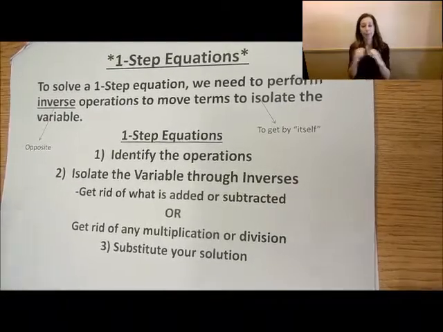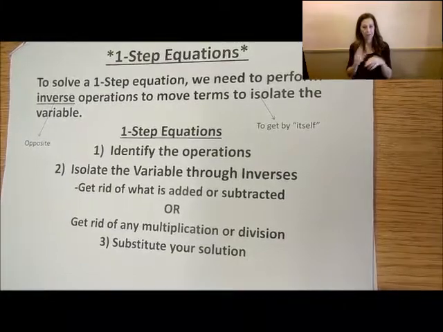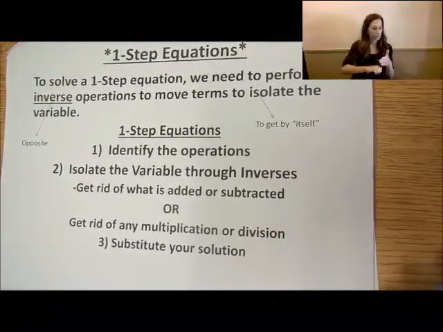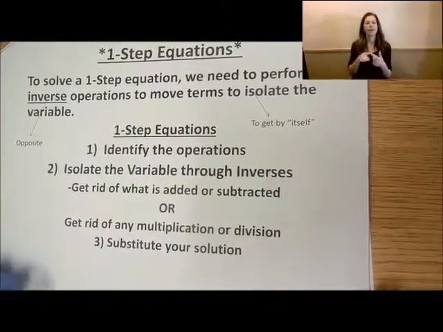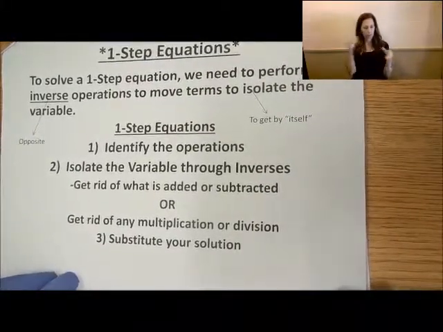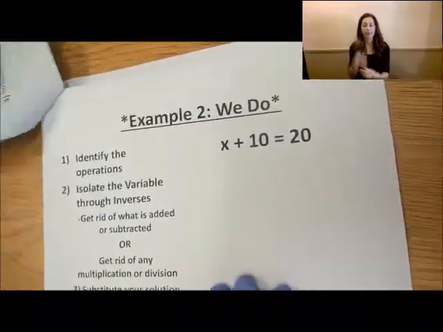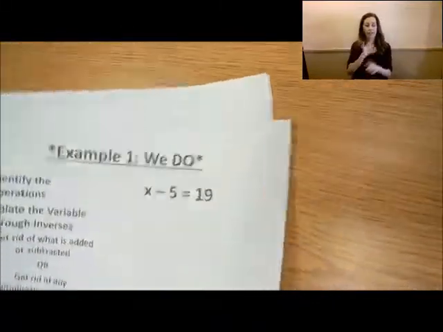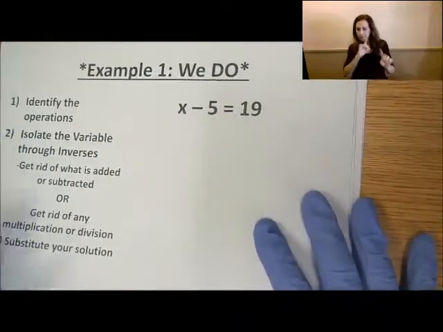For one-step equations, identify the operation, isolate the variable through inverses, so you get rid of what is added or subtracted, or you get rid of what's multiplied or divided, and then you substitute your solution. So now we're just going to be focusing on adding and subtracting for the next few problems. Substituting the solution means that you can put your answer in place of the variable and do the problem and see if your answer is correct.